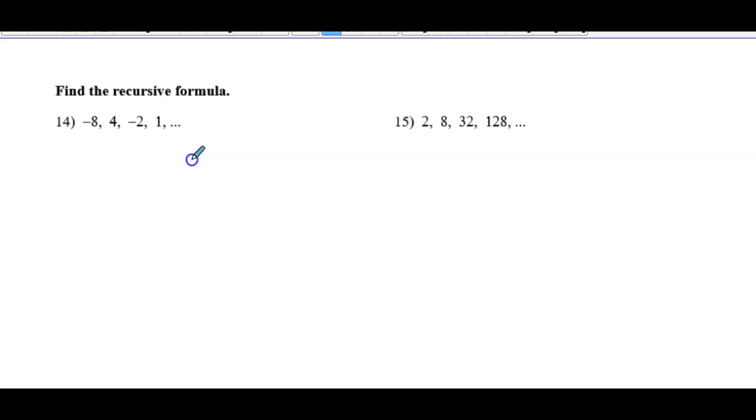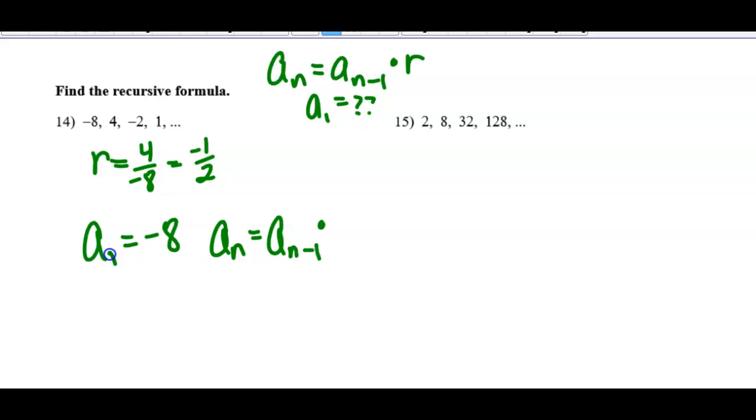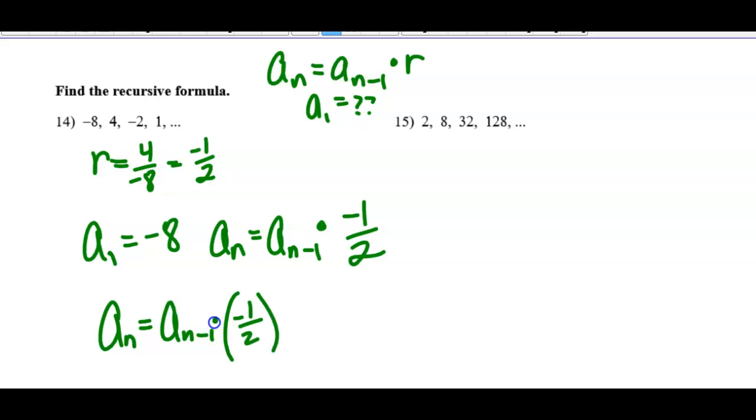All right, find the recursive. Well, we got to find what r is. Let's see, 4 over negative 8 makes r negative 1/2. And the recursive, remember, is the previous term times what? And the first term is something. So here you could say the first term is negative 8, and every term after that is the previous term times negative 1/2. Okay? A lot of times they would write it as a multiplication, and they would say the first term at the end. Doesn't matter.